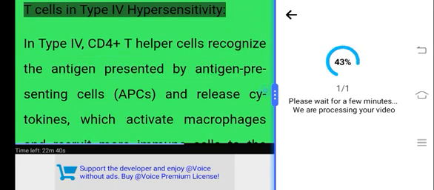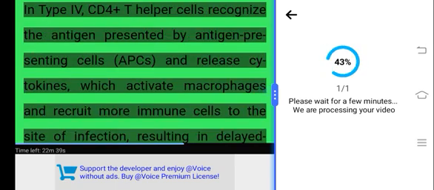T cells in type 4 hypersensitivity. In type 4, CD4 plus T helper cells recognize the antigen presented by antigen-presenting cells, APCs, and release cytokines, which activate macrophages and recruit more immune cells to the site of infection, resulting in delayed type hypersensitivity.